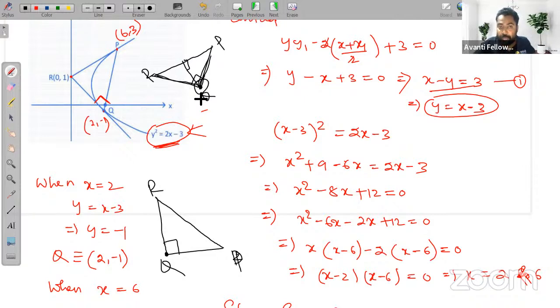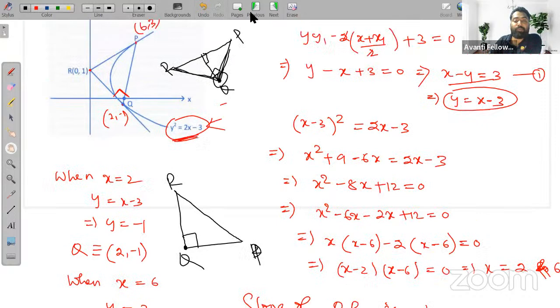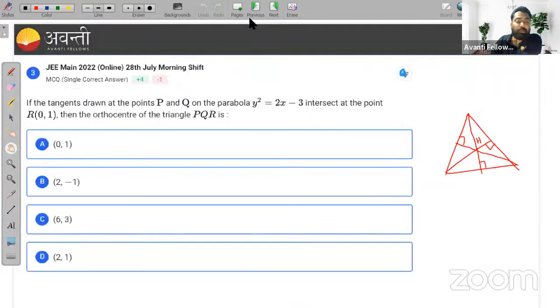Is that clear to everyone? Yes. So the orthocenter here is Q, and the coordinate of the orthocenter is (2, -1). Hence, the orthocenter of the triangle PQR is (2, -1). So which option is the correct one? (2, -1). Option B is the correct one.